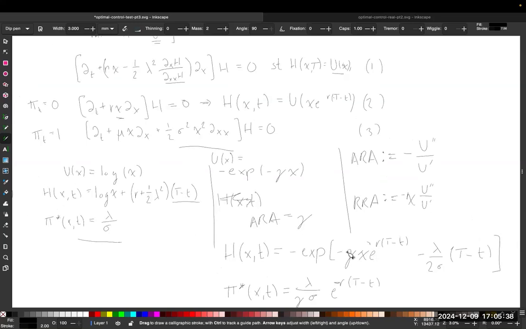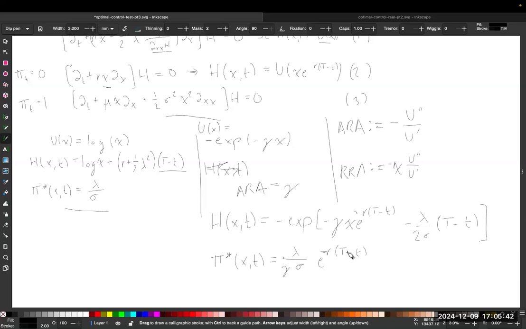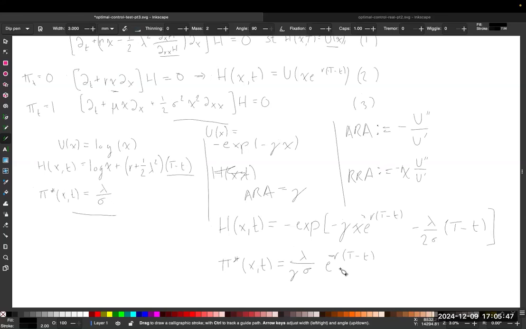Okay, well, we're almost done with time. But what we have is a different control policy in this case. It's not constant in time. And instead we have this, that it's exponential in time.